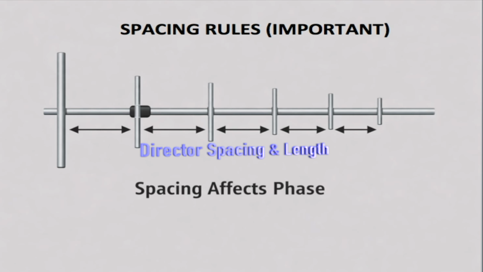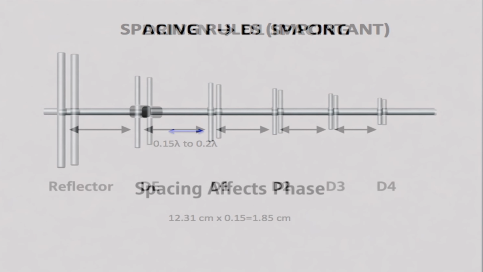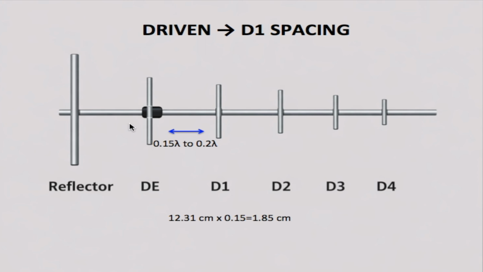Now let's talk spacing. Spacing affects phase, and length sets resonance. Spacing controls when the energy arrives in space. Now the distance between the driven element and D1, which is director 1, is usually between 15 and 20%. That's why I have it written here as 0.15 times the wavelength to 0.2. That is 15 to 20%.